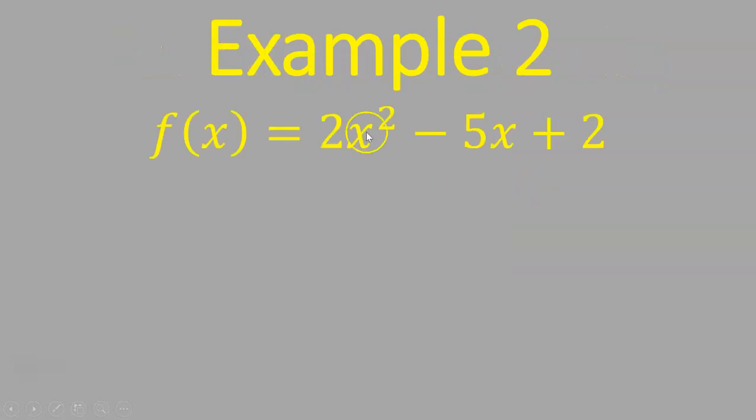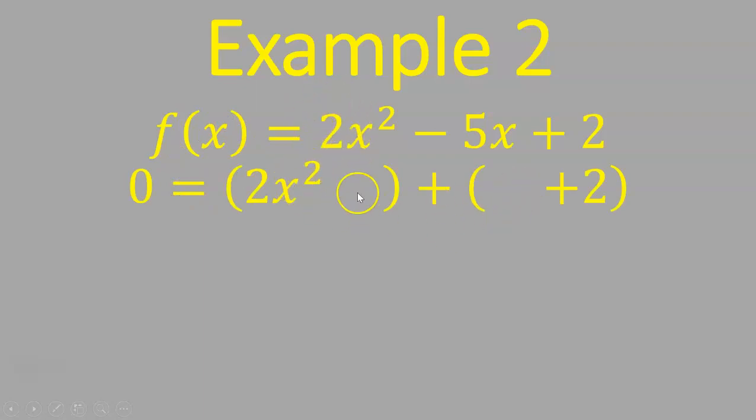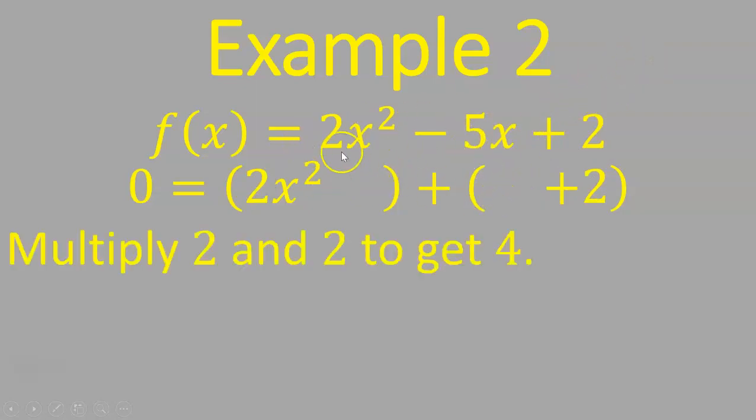Okay, second example. So here's f of x. So just change it to 0. Remember also, because of this 2 right here, we're going to have to split it up like this. We write 2 parentheses, this time with a plus in between. We're going to copy the first term and copy the last term. Now to get this, we don't do the -5. To get these gaps filled, we have to multiply 2 and 2 to get 4. Now what are factors of 4 that add to -5?